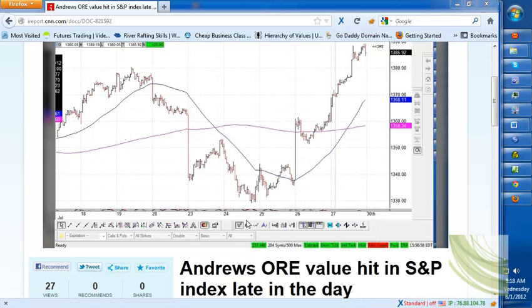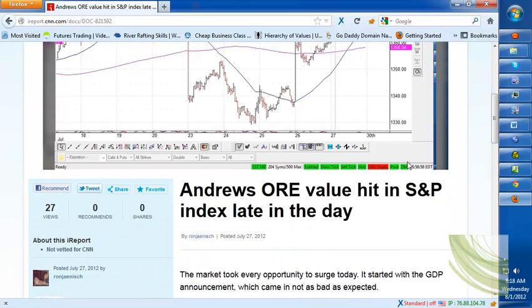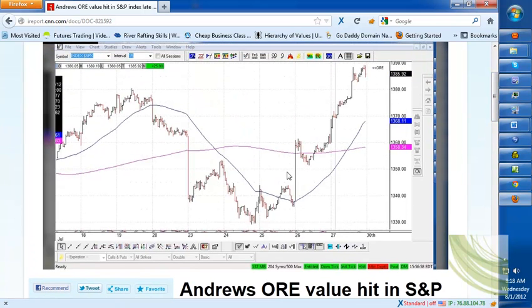So in other words, this is what the market did on, let's see, what day was this? This was on July 27th. Okay, this is what the market did. These are 15-minute charts. And it went right up to here, right at 1388, and then closed at 1356.92. Okay, and this was where the ORE indicator was.